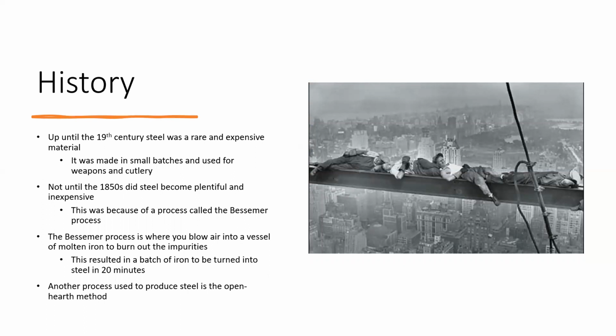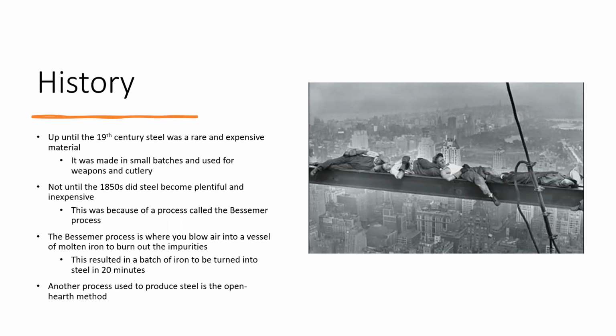Up until the 19th century, steel was a rare and expensive material. It was made in small batches and used for weapons and cutlery, things like forks, spoons, firing pins, and little designs in the kitchenware and weapon industry. Not until the 1850s did steel become plentiful and inexpensive. This was because of a process called the Bessemer process.